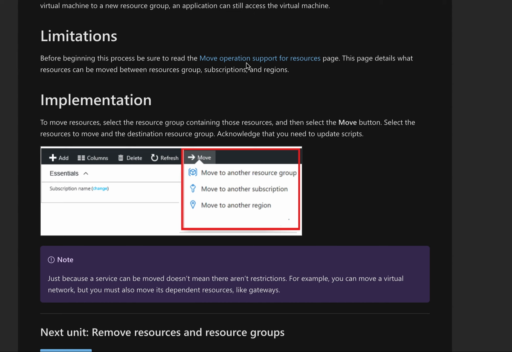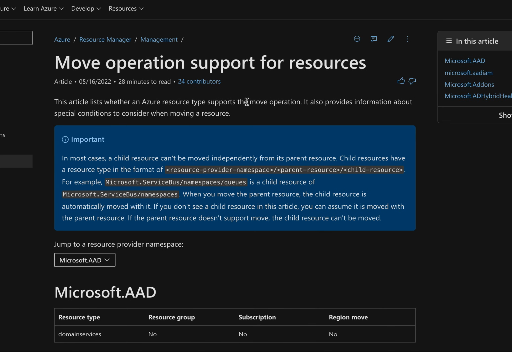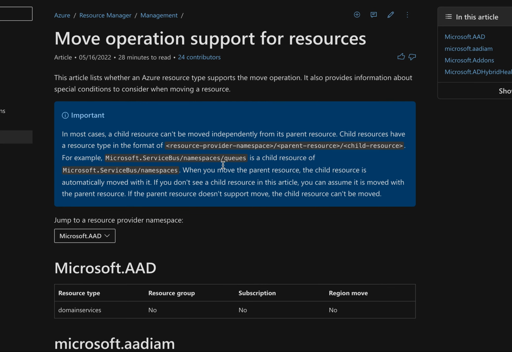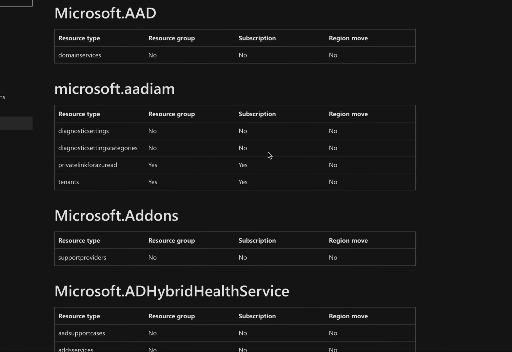Be sure to read the move operation support for resources page. This page details what resources can be moved between resource groups, subscriptions, and regions. All right, let's take a quick look at this. It's 28 minutes long, so don't think you'll be going through all of it. Just skim through it. Alright, so the article lists which Azure resource types are supported in terms of moving.